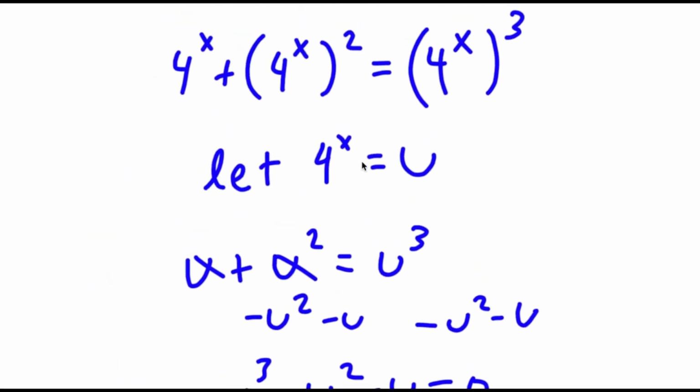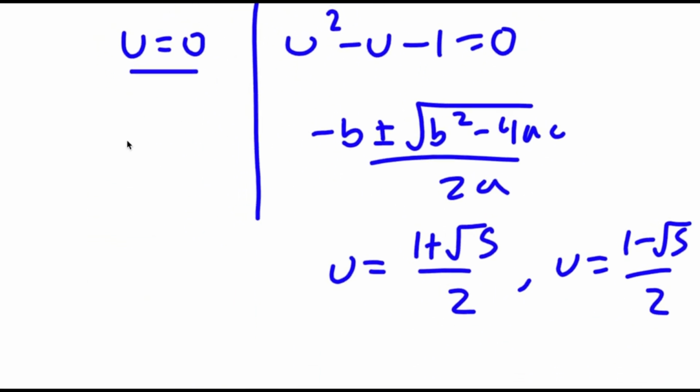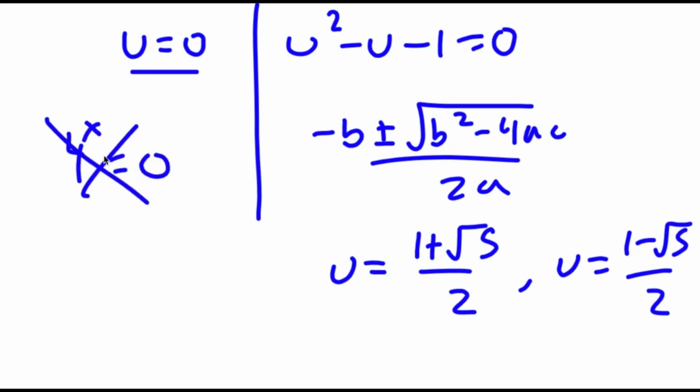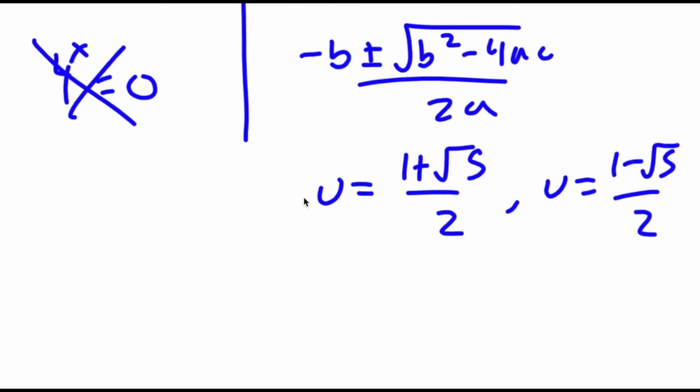So now, remember how we set 4 to the power of x equal to u. So first, I have 4 to the power of x equals 0, and there's no solution to this because you can't take the power of a number and make it equal to 0.